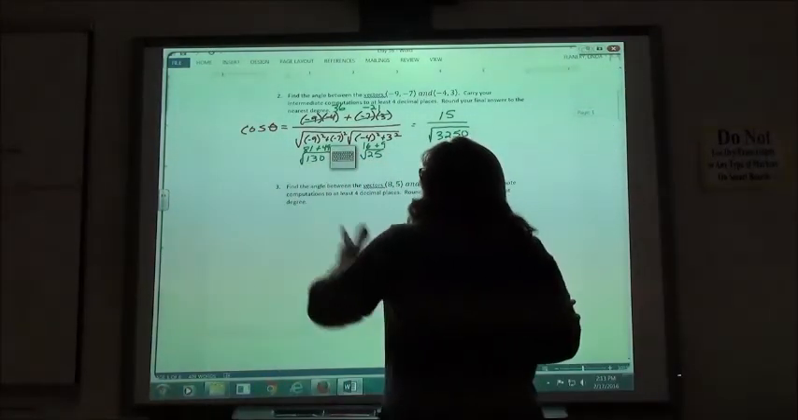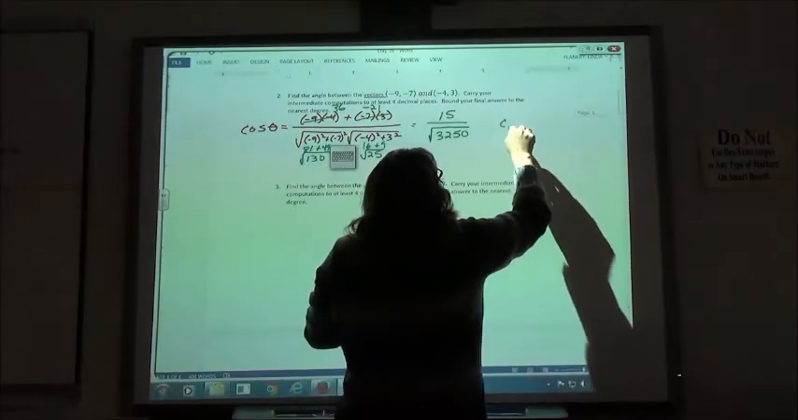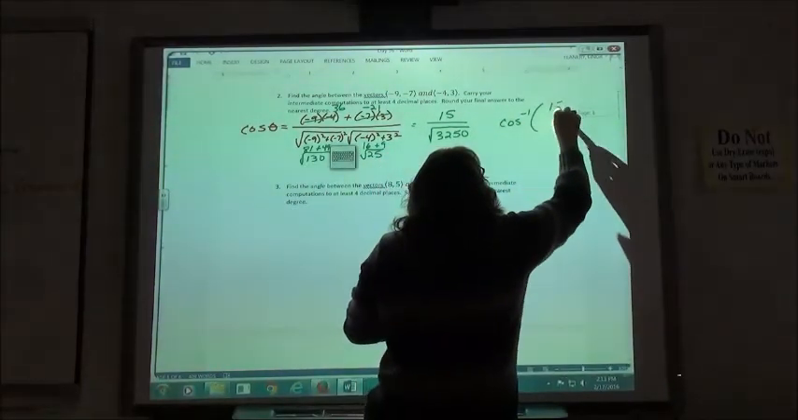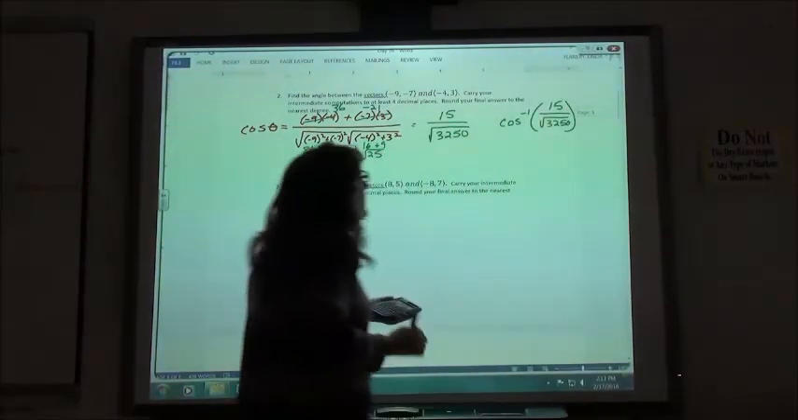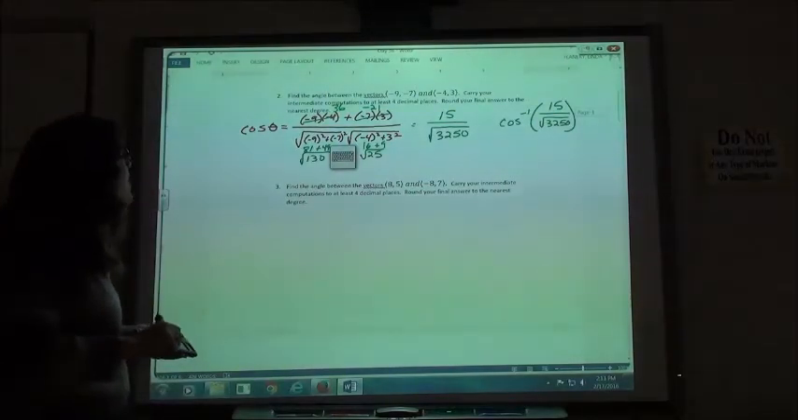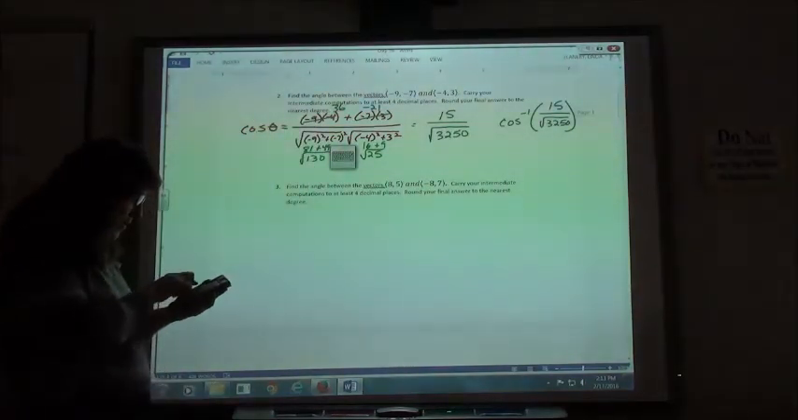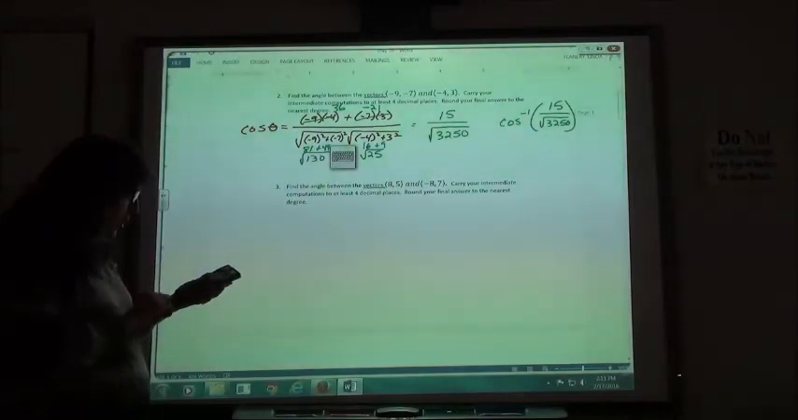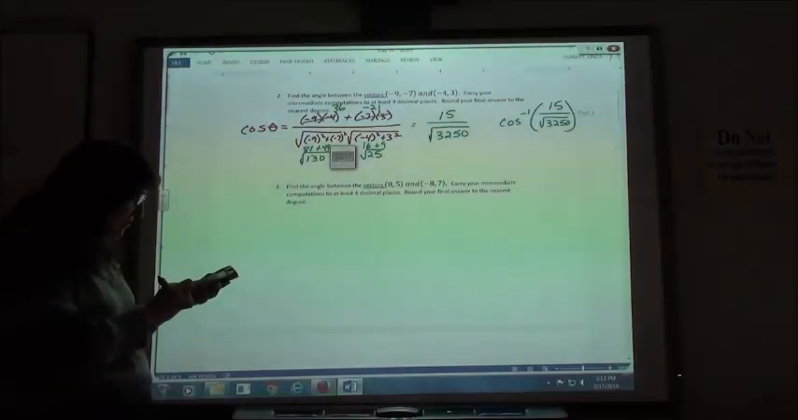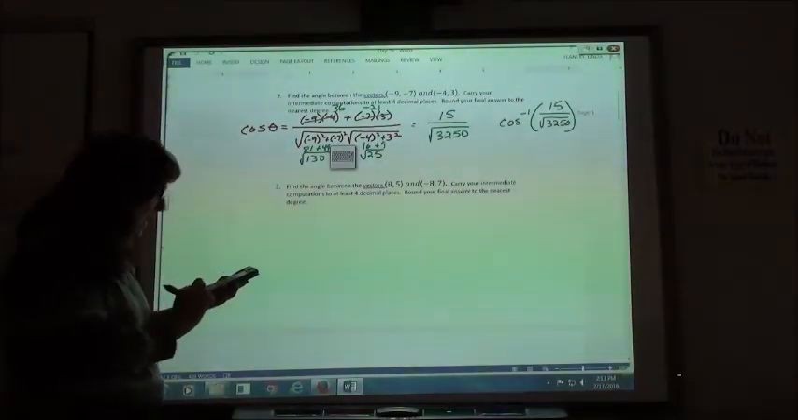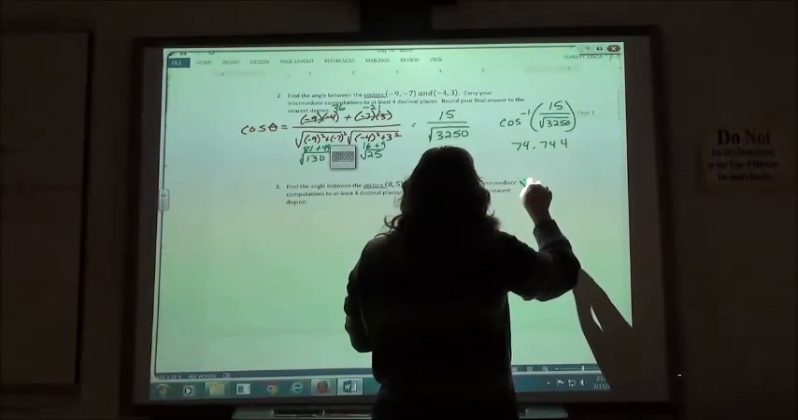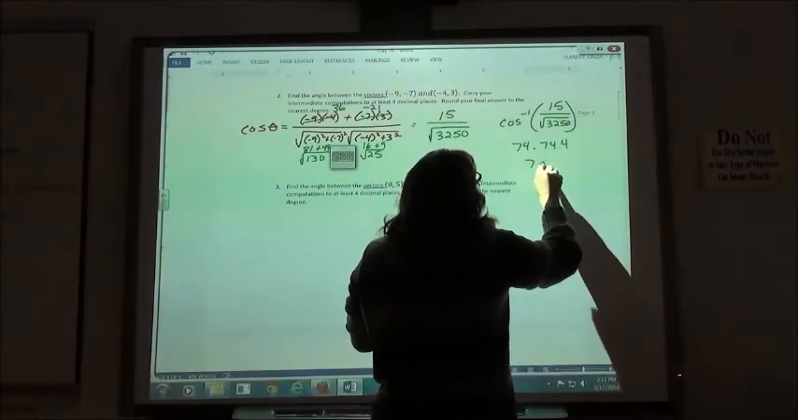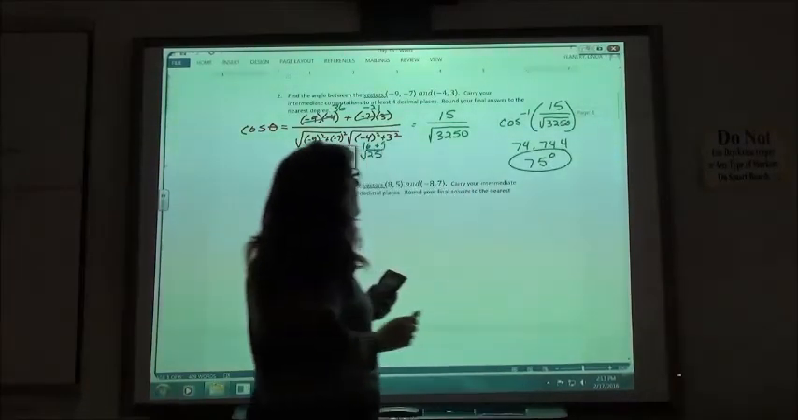So again, if I'm going to figure out what my angle is, I'm going to do the inverse cosine of my fraction there. 15 over the square root of 3,250. Making sure I'm in degree mode because I'm going to the nearest degree. So shift cosine to do inverse cosine, parentheses 15 divided by the square root of 3,250. Close my parentheses. I get 74.744. I'm rounding to the nearest degree, so that would round off to 75 degrees.